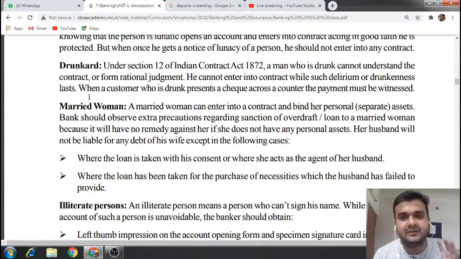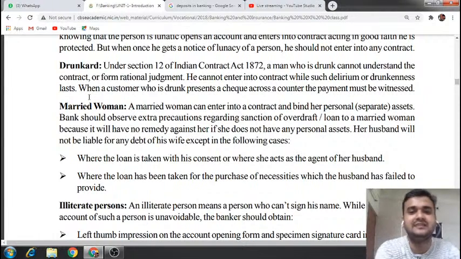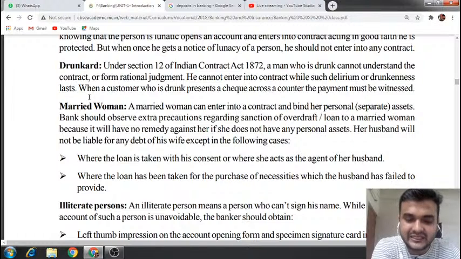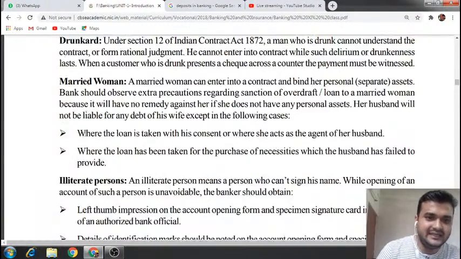Only the married woman, if she is opening as an individual person, will be treated as an individual person. So it is quite possible for the married woman. Why? Because she is 18 years and above, so it can be easily opened in her name.